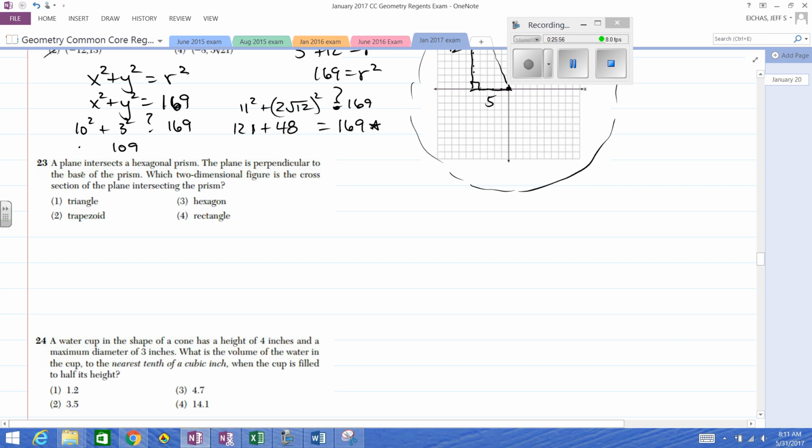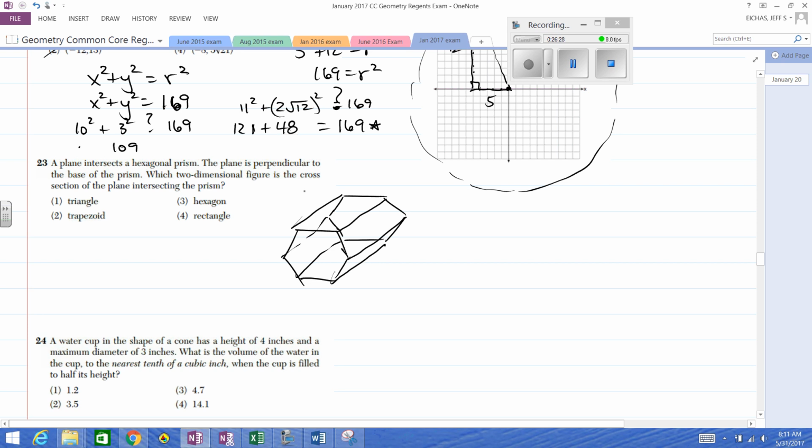A plane, let's go to 23. A plane intersects a hexagonal prism. Oh boy. Okay, so I'm going to attempt to draw a hexagonal prism. Not going to be easy at all. I'm going to have to draw it this way, which isn't as nice, but not great. But you get the idea.